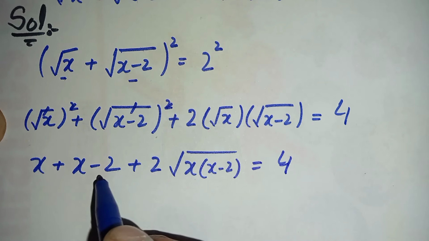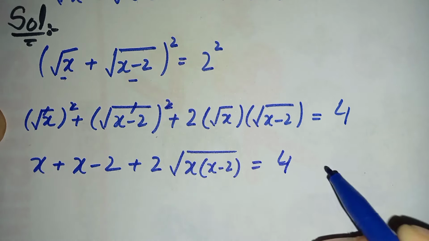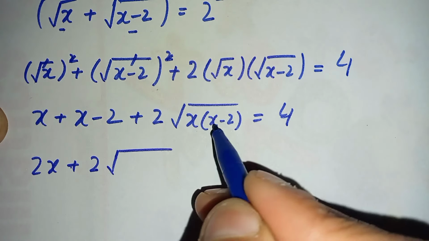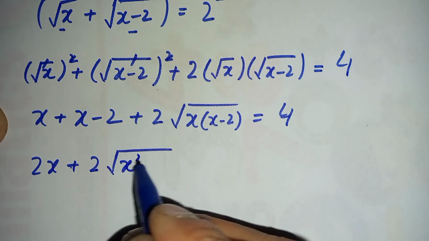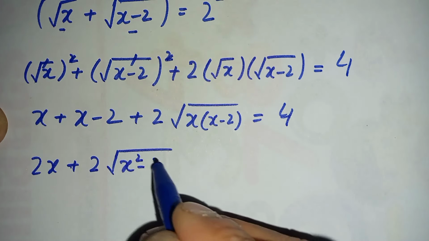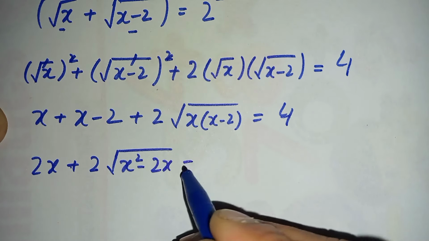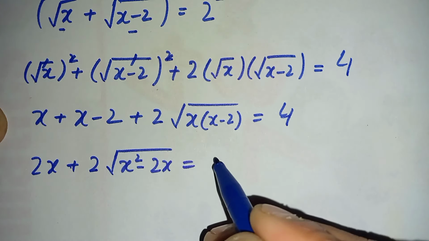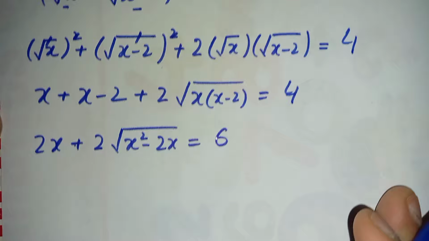In the next step we will shift this minus 2 to the right hand side. So this will become x plus x, which is equal to 2x, plus 2 times square root of, we will multiply these two expressions, so x times x is x square minus x times 2 is 2x, is equal to 4 plus this one 2, which is 6.